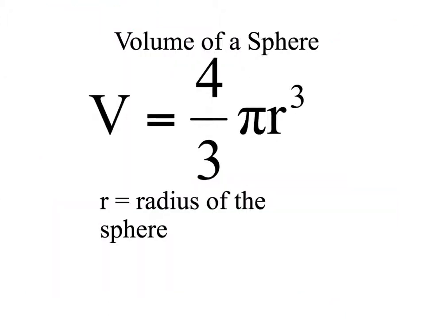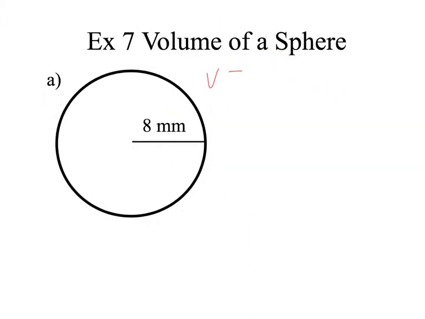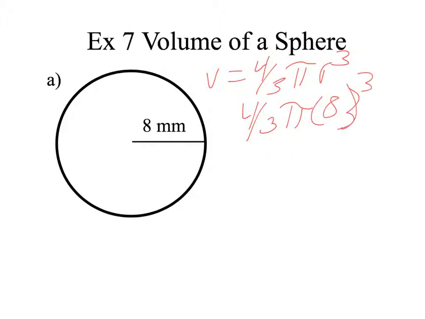So today we're looking at the volume of a sphere. The volume of a sphere is 4/3 pi r cubed. All we need is the radius, so 4/3 pi times 8 cubed this time. So 4/3 times pi times 8 cubed. It's going to give us a volume of 2,144.66 milliliters.